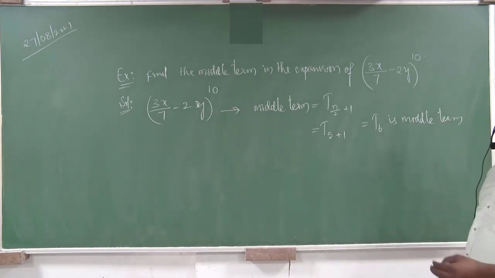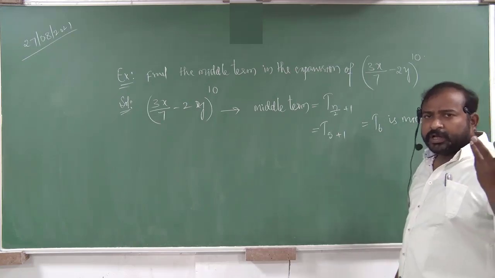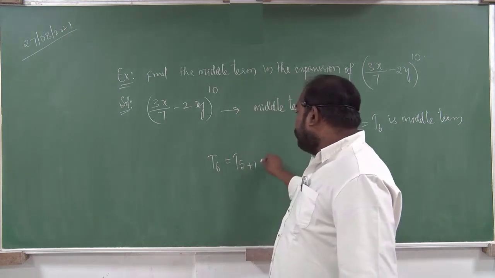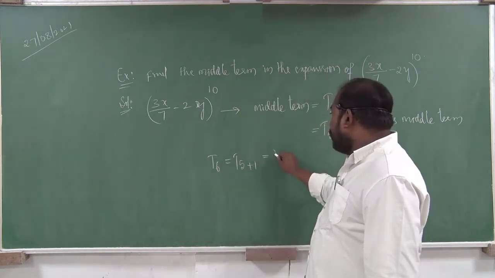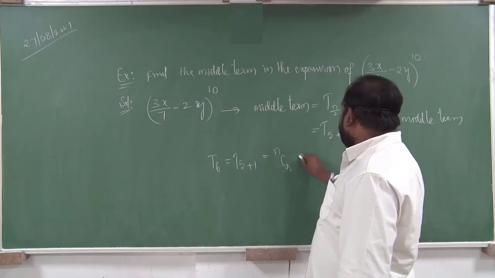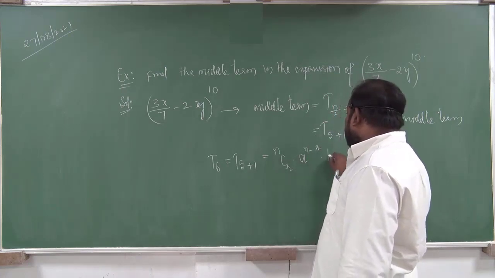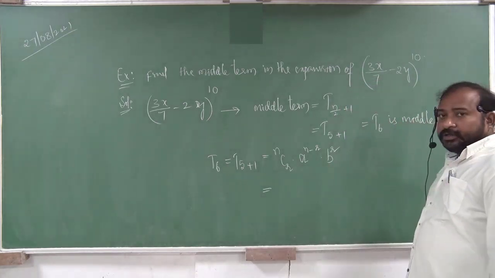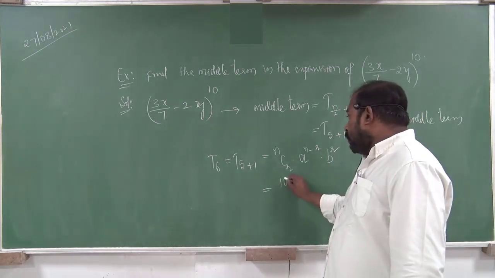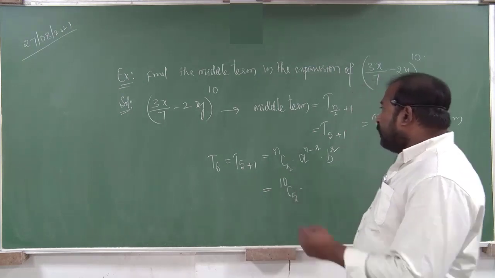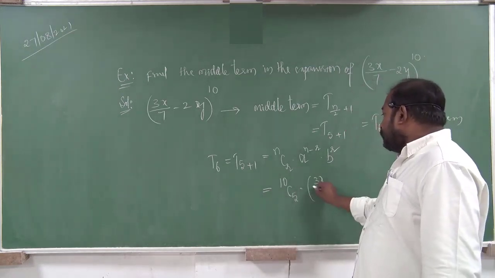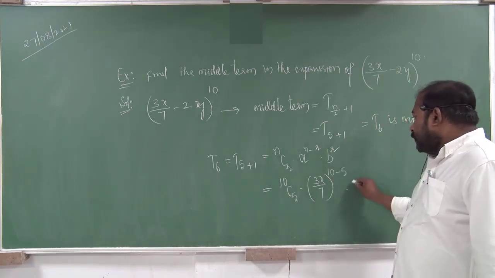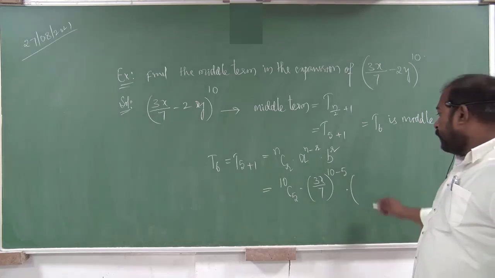After finding that the sixth term is the middle term, you can identify T6 is equal to the general term formula T(5+1). Then what is the formula? nCr a^(n-r) b^r. This is the general term formula, already you know. Instead of n, 10 is there. So 10C5 into, instead of a, 3x/7 is there. So (3x/7)^(10-5) into b. What is the b value? -2y is there.